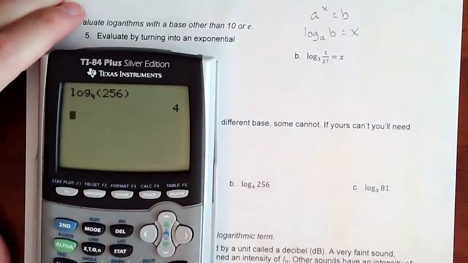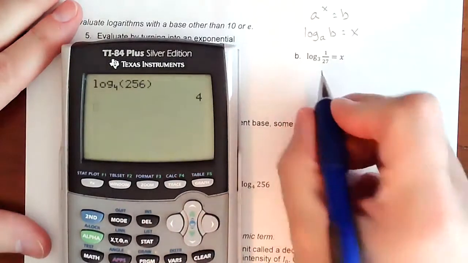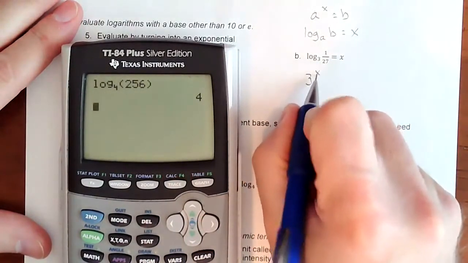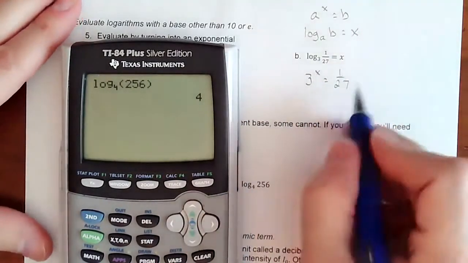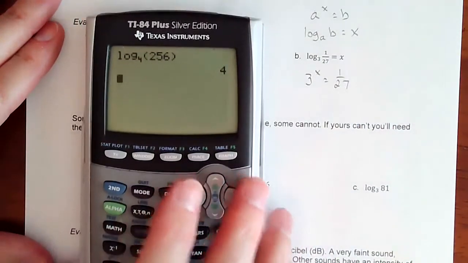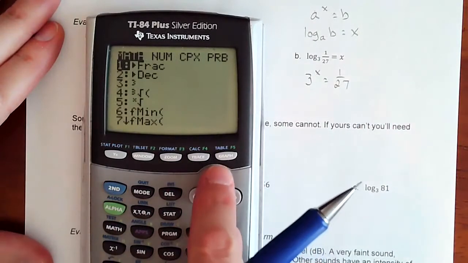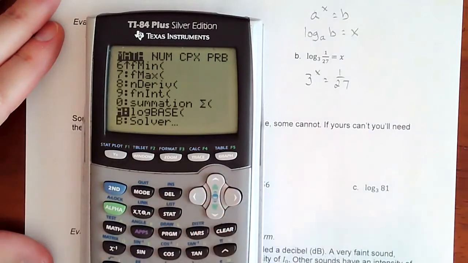So on this one, I could just type it right in, and we're going to talk a little bit about why it works out. If we rewrote this, it would be 3 to the x would equal 1 over 27. And then we can do the math on that, but we are going to just type it into the calculator. So we're going to press our math button. Now it is at the bottom of the list. I can get to the bottom of the list by going to the top and pressing up, that gets me to the bottom of the list.